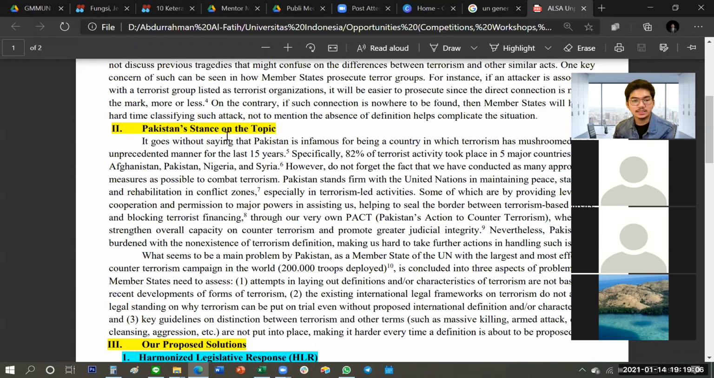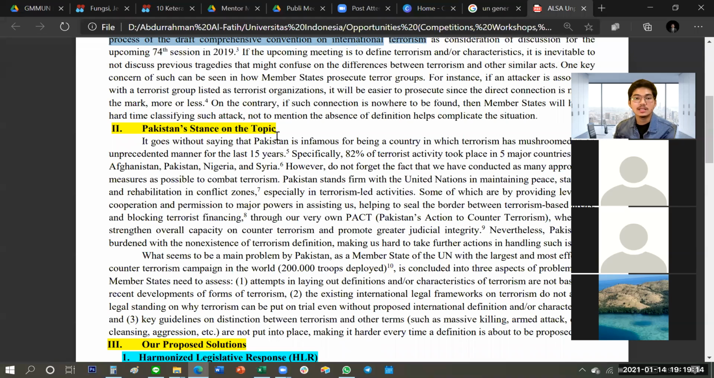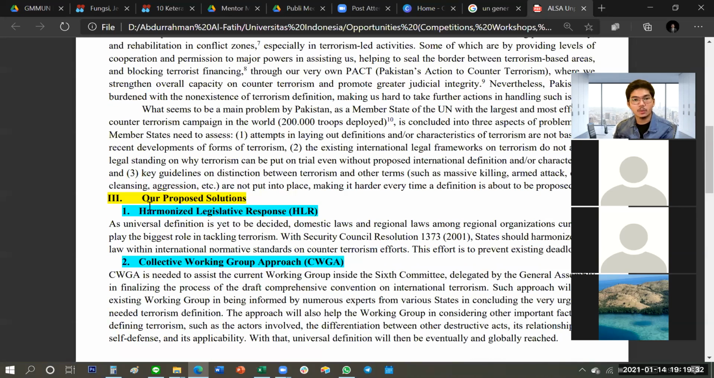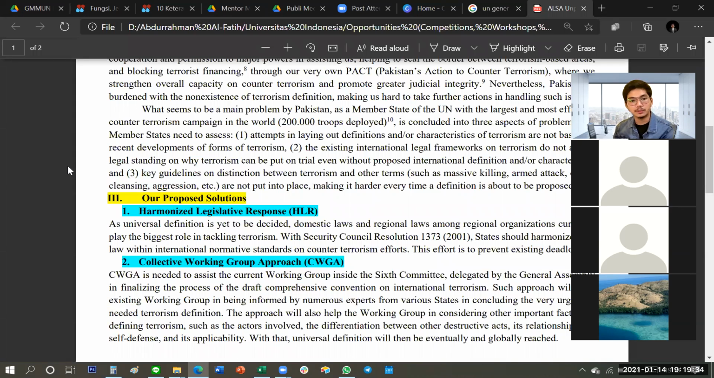Okay. I said that Pakistan is the country in which there are a lot of terrorism activities. But as Pakistan's representative, I want to show to the whole world that there are some actions that Pakistan has actually already done to combat terrorism, and that is our stance. Okay. And then the third part, as always, we will talk about the proposed solutions.